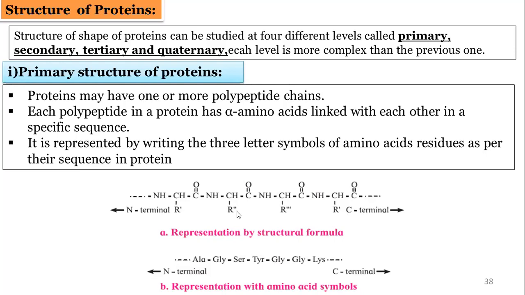This R double dash, this R group will be changed. Means totally the amino acid will be changed. See, this R dash, R dash, R double dash, R triple dash. Again, we can write here R also. R dash, R double dash, R triple dash. Means here we have the choice to write the sequence in general.